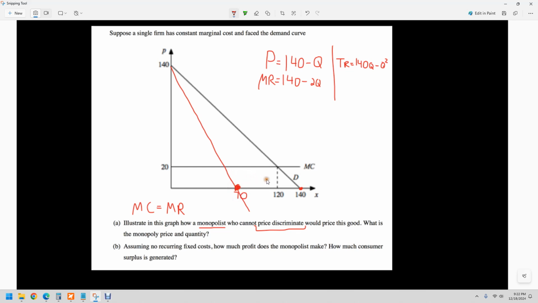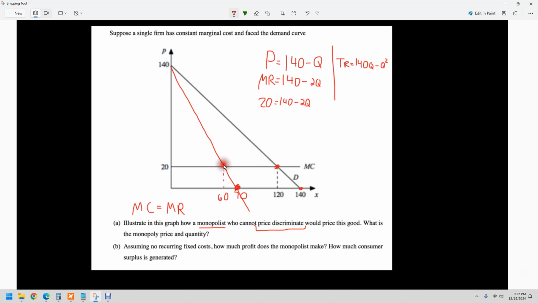Now, we could also solve. If we want to know what this point is, you could solve MC equals MR. So that would be 20 equals 140 minus 2Q, and you would eventually get 60. But I actually know that it's 60 because this point has to be twice whatever this point is. So I know where that is.